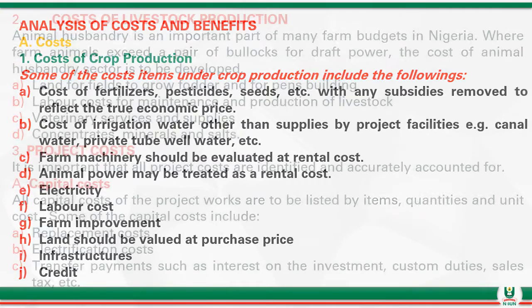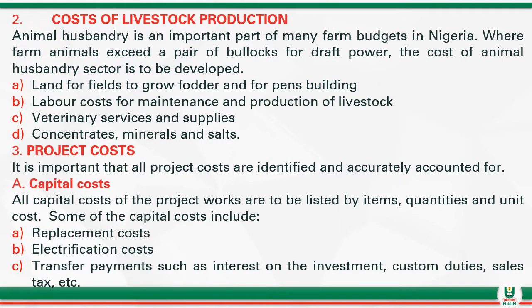Then let's also look at the cost of livestock production. Animal husbandry is another important part of many farm budgets in Nigeria, where farm animals exceed a pair of bullocks for draught power. Then the cost of the animal husbandry sector is to be developed.